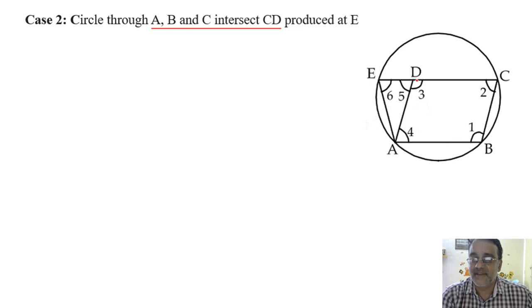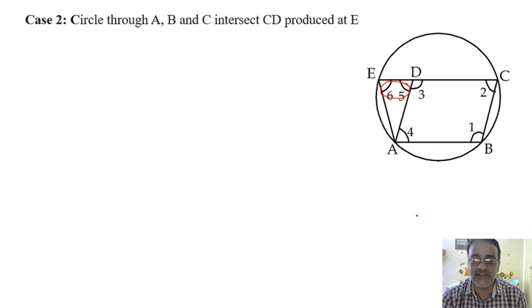Circle through ABC intersects CD produced at E. So this is the figure. ABCD is a parallelogram. जब हम लोग CD को produce करेंगे तो circle को intersect करेगा E पे. Then join AE. What we have to show? Here our target is to show these two angles are equal. Angle 6 is equal to angle 5. So target याद रखना.